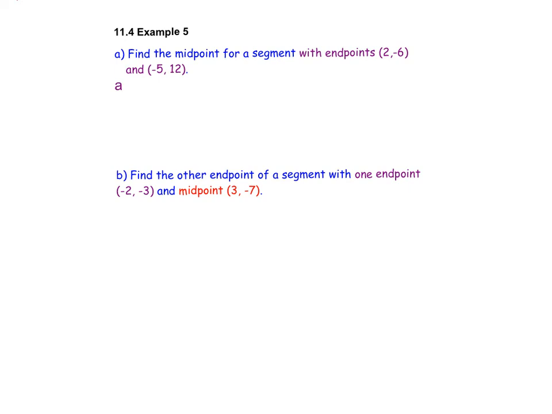So the first one says to find the midpoint of a segment with the two endpoints negative 5, negative 6 and 2, 12. I know that the midpoint is the average of these two, so I'm going to find the average of the x values, which would be negative 5 plus 2 divided by 2. Negative 5 plus 2 is negative 3. And then negative 3 divided by 2 is negative 1.5.